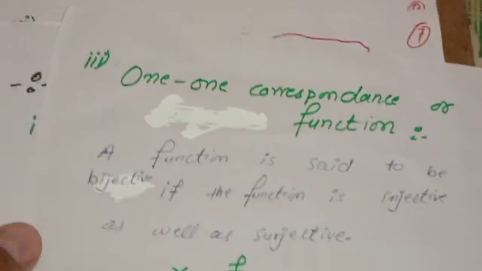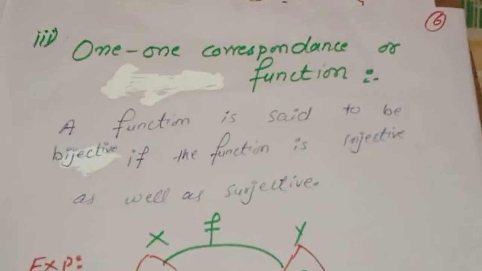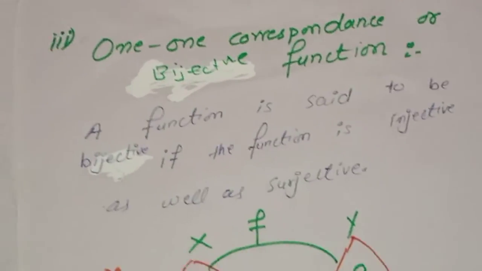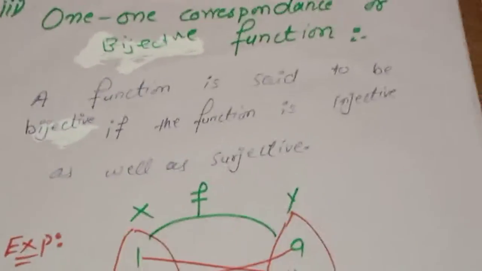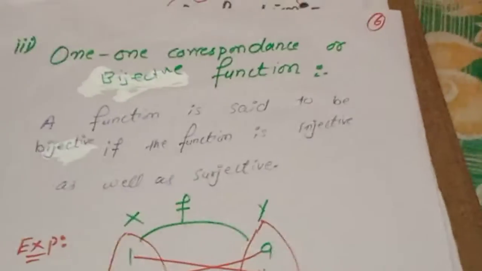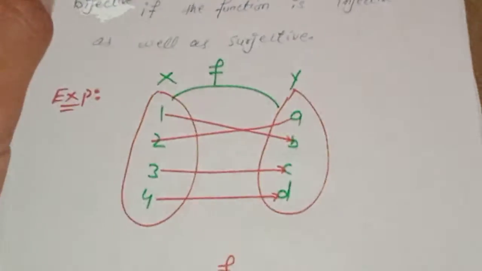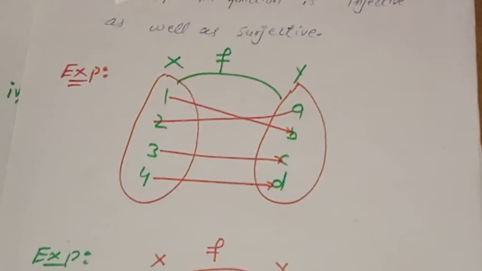Number third is one-one correspondence or bijective function. A function is said to be bijective if the function is injective as well as surjective. If a function is surjective and also injective, then we can say that it is a bijective function.